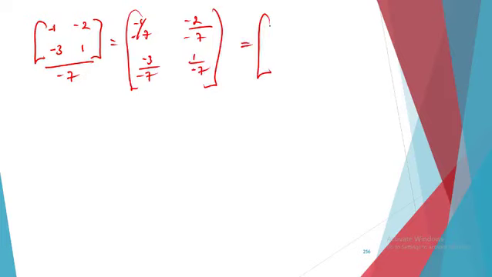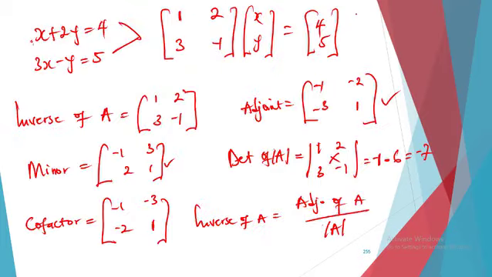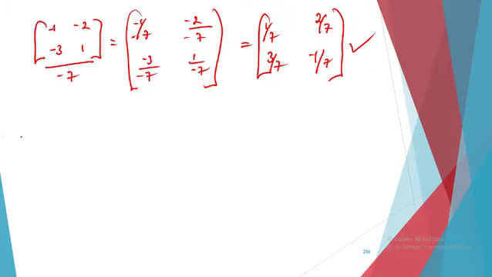And that will give us 1 over 7, because this will eliminate the minus, 2 over 7, 3 over 7, and minus 1 over 7. And that's our inverse. So the next thing we need to do is to multiply this inverse by the constant on the right hand side of the equation, which is 4 and 5. So we'll multiply by 4 and 5.